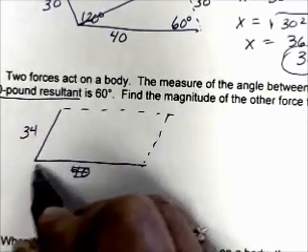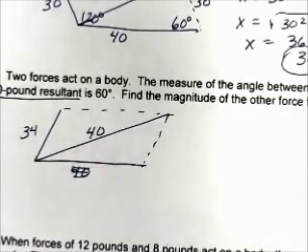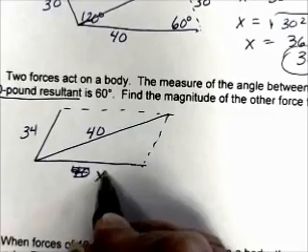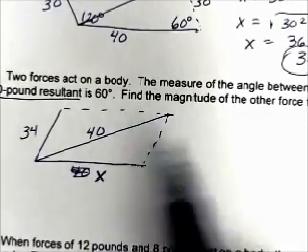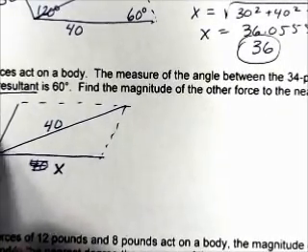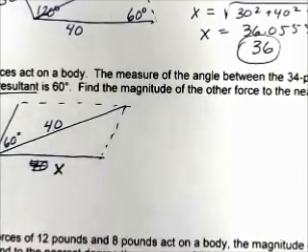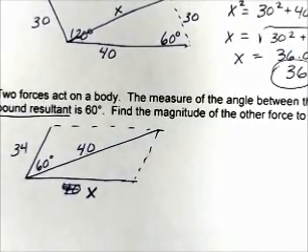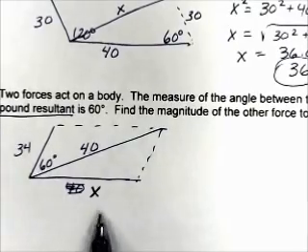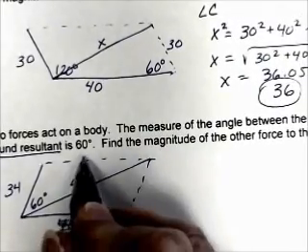Cross that off. Find the magnitude of the other force to the nearest pound. Okay, so we're finding the other force here. The measure of the angle between the 34-pound force and the 40-pound resultant, so between the 34 and the 40, is 60 degrees. Not quite sure if 34 is our smaller force or our larger. Okay. Let's place the x. I'll just move it up to here.